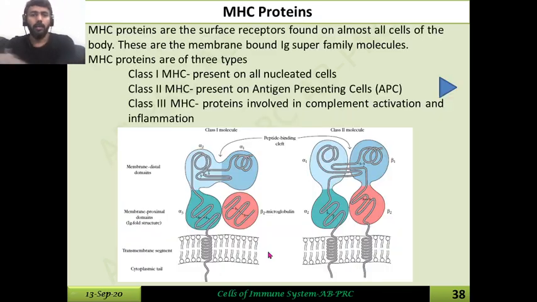Right. So that's about this MHC. So you can look at the structures also. This is about the class 1 MHC molecule, and this is about the class 2 MHC molecule. So this class 1 is present on all types of cells, but class 2 is present only on the antigen presenting cells, or APCs. Clear?